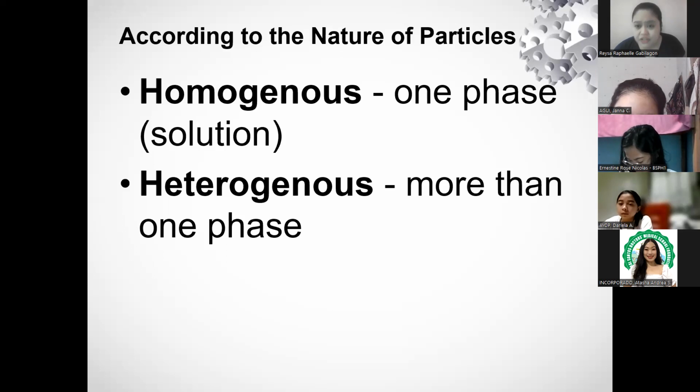However, when you say heterogeneous mixture, we have more than one phase. Okay? So for example, we have halo-halo. That's the best example of a heterogeneous mixture. Iba-iba yung phase natin. Hindi uniform ang appearance. We have solid substances there, ang saging, ang sago. And we have liquid also, the water, and even the milk na nilagay. And yun lang, kasi hindi natin makikita ang gas.